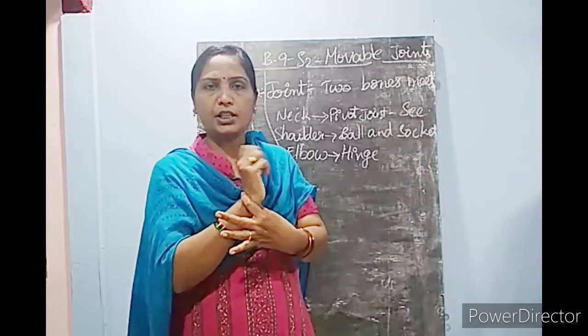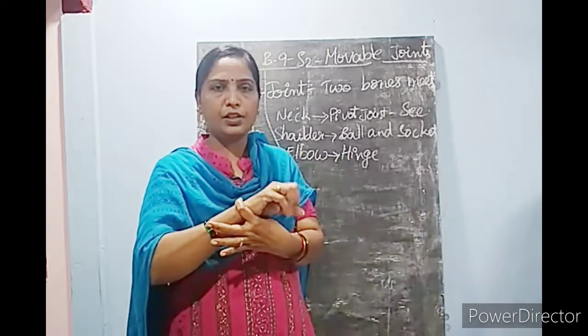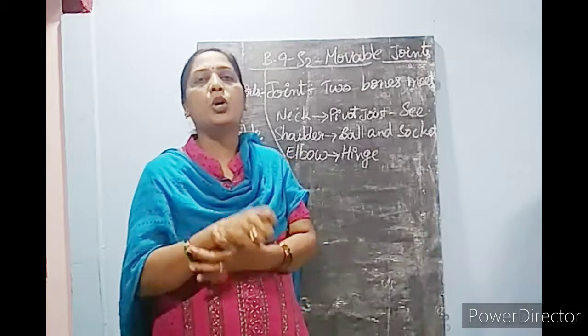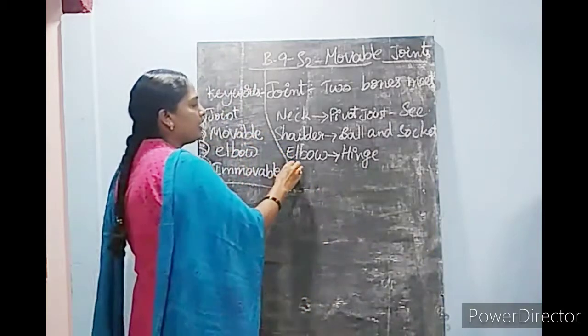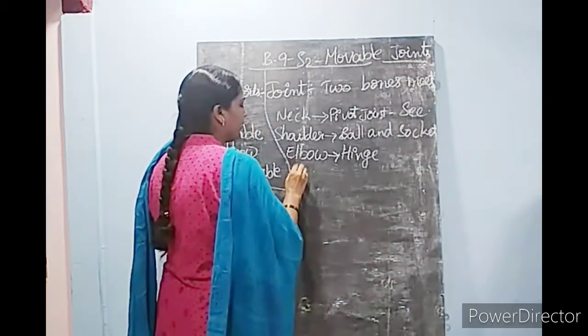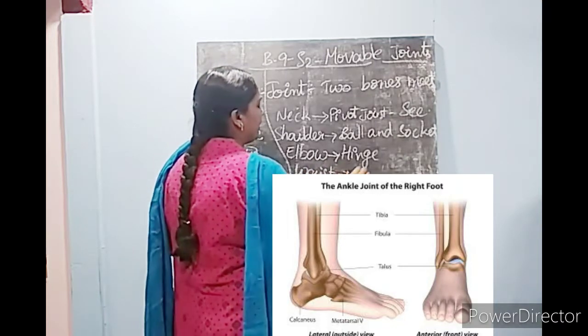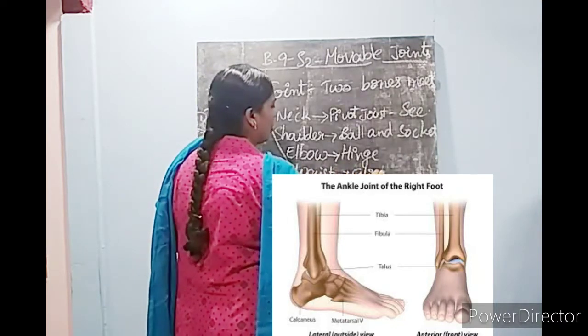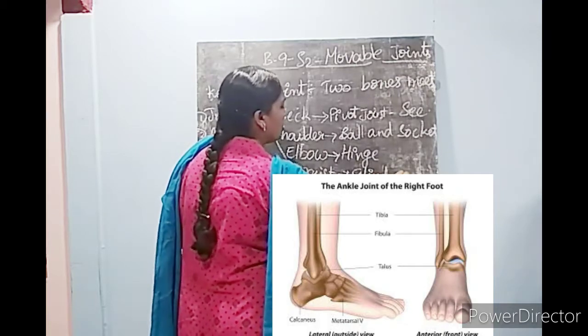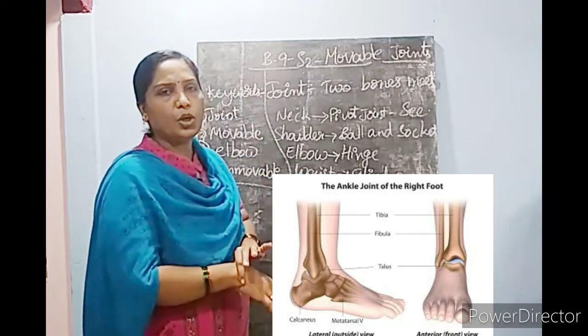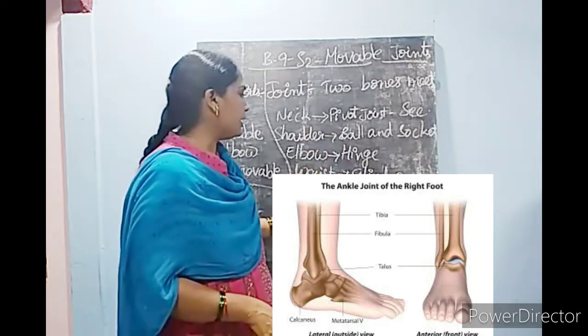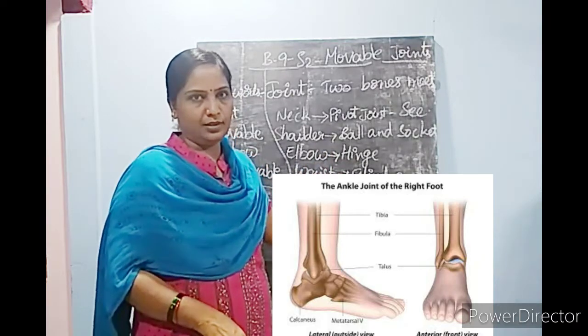So near your wrist also, near your fingers also, some joints are there. So these joints near your wrist part, a joint is there that is known as gliding joint. Which joint? Gliding joint is there. Even this is also movable.